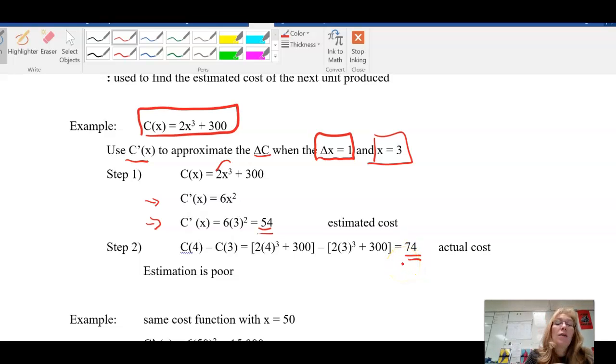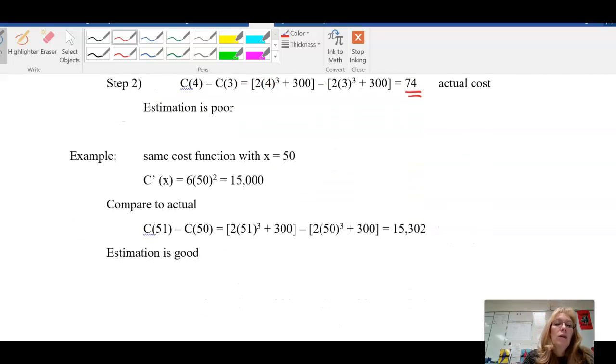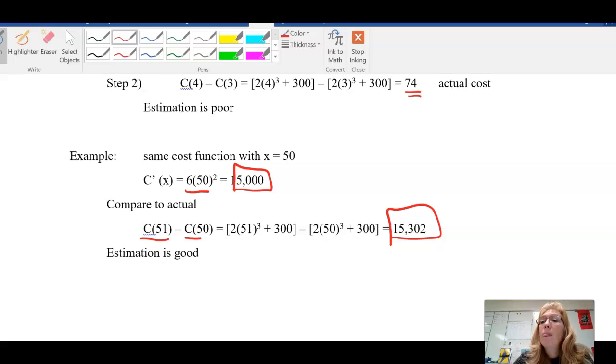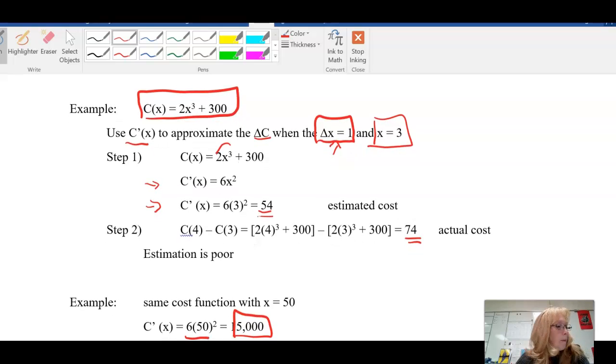We are not happy. Now this is marginal analysis, a little bit different now. Same cost with 50. So we do the same derivative. We plug in 50 and we get 15,000. All right, now let's do the 51 and the 50, we get 15,302. Estimation is good, so not too bad. We're not too far off. Remember now that our change was 1, so nothing is too major here.